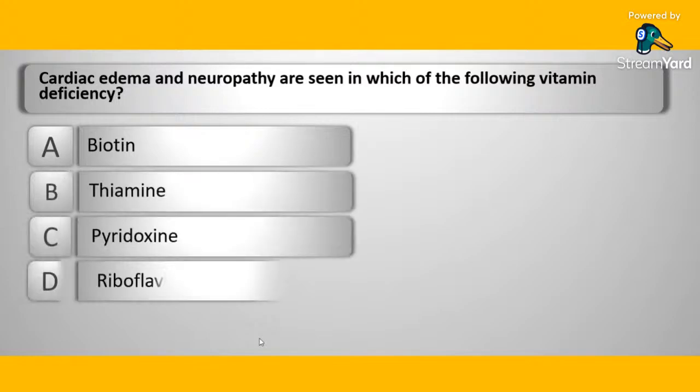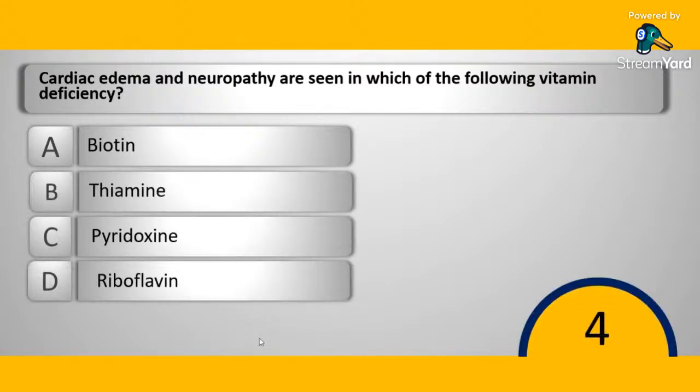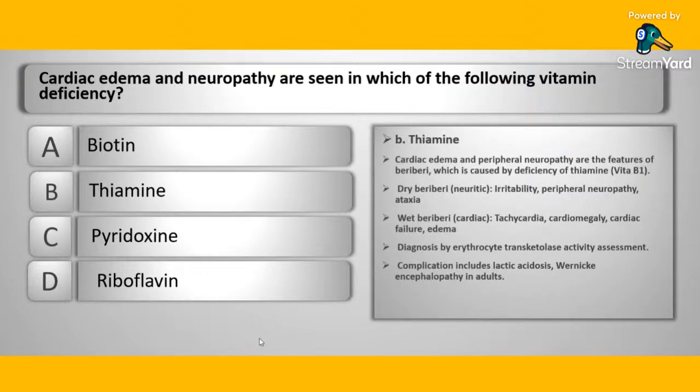Cardiac edema and neuropathy are seen in which of the following vitamin deficiencies? A. Biotin, B. Thiamine, C. Pyridoxine, D. Riboflavin. So the correct answer here is B, thiamine. Cardiac edema and peripheral neuropathy are the features of beriberi, which is caused by deficiency of thiamine, that is vitamin B1.